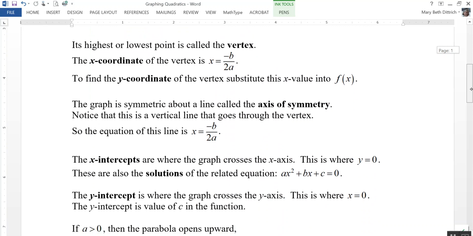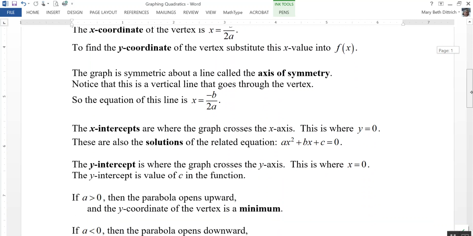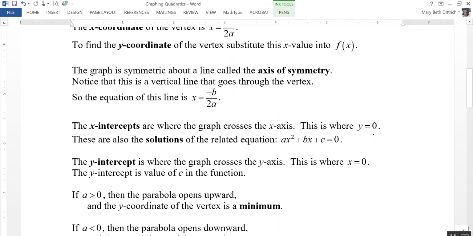The x-intercepts are where the graph crosses the x-axis. This is the point where y is equal to 0. These are also referred to as the solutions of the related equation ax squared plus bx plus c equals 0. The y-intercept is where the graph crosses the y-axis. This is where x equals 0. And the y-intercept is the value of c in the function.